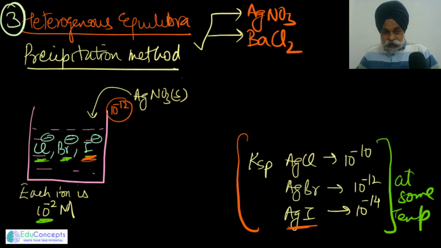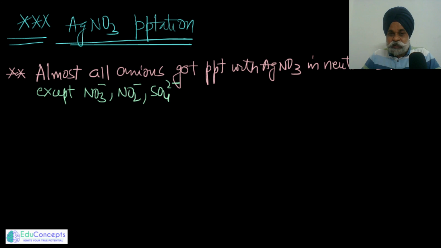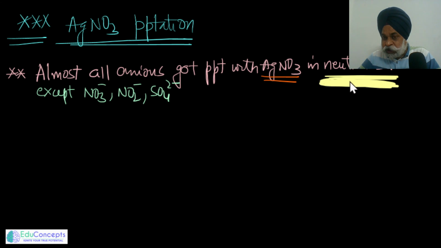Now, as I said, this AgNO3 precipitation is one of the most important in anion precipitation. Always remember that almost all anions get precipitated with AgNO3. Whatever anions we have listed above, all those anions get precipitated with AgNO3, provided, and this is the most important statement, the solution is neutral.